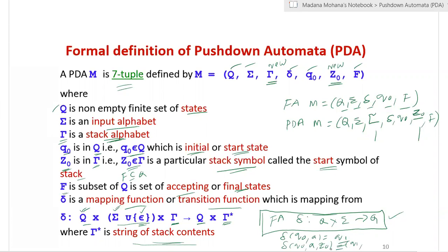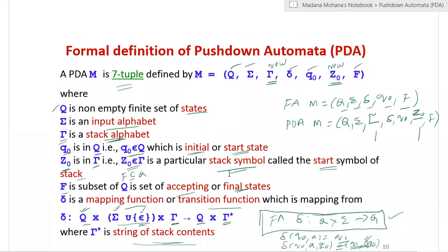Suppose it may be Q1, then tau closure, the stack contents. Suppose initially the stack contains Z naught. Now A is added on top of the stack. So now A will be placed before Z naught. That means it will be placed on top. This is the format of the transition function of PDA. That is the difference here.